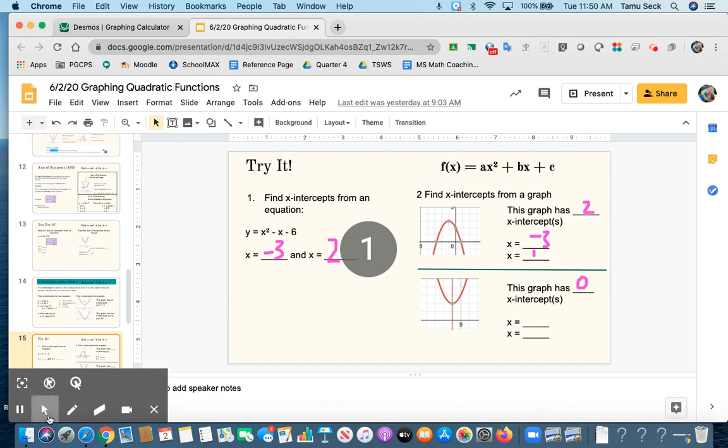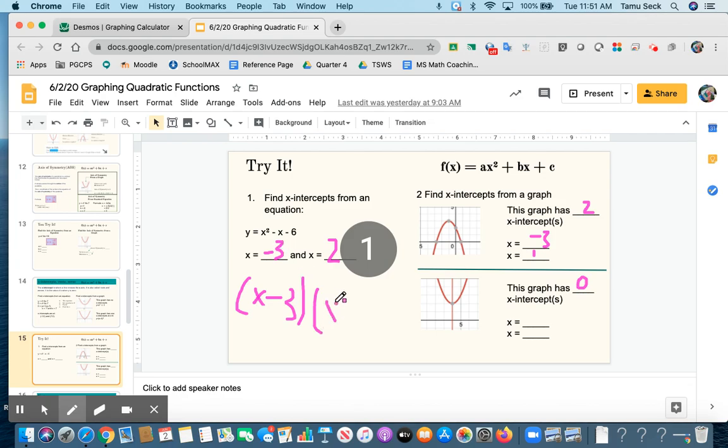Okay. For this first one, we're looking for 2 numbers that multiply to negative 6, but add to negative 1. So negative 3 times 2 multiplies to negative 6, and adds to negative 1. But we're making this equal to 0. So x minus 3 equals 0, so x is equal to positive 3. x plus 2 is equal to 0, so x is equal to -2. So these are the two x-intercepts.